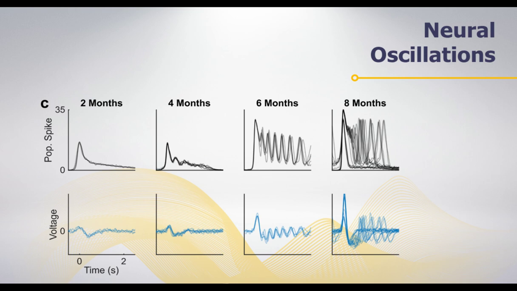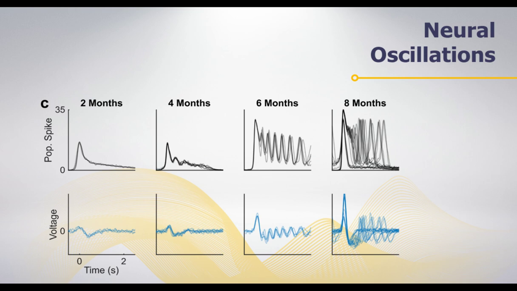You can visualize these oscillations in different formats. For example, I'm showing here population spikes and the voltage. These are the formats of these waves, the shape of these waves over time. As I mentioned, in 2 months, the oscillations are not there. By 4 months, you can see small peaks appearing.